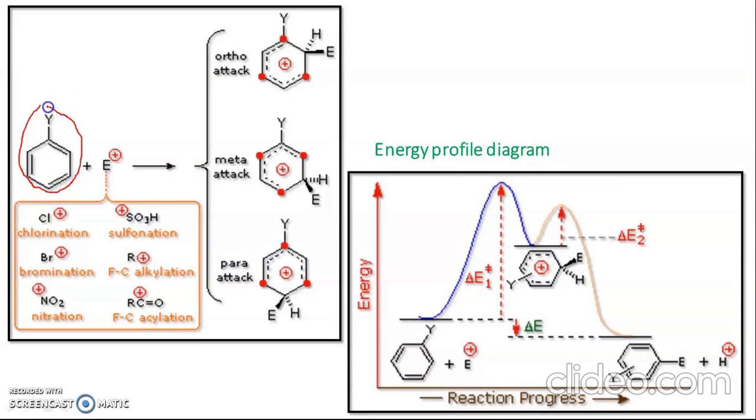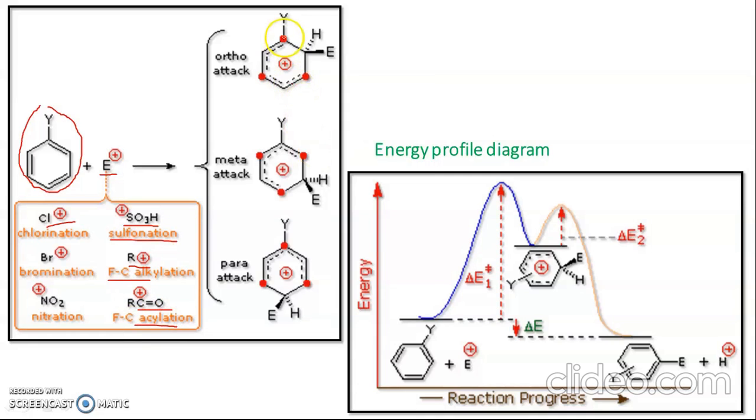This is our Y-substituted benzene derivative and the electrophile E plus. Now there may be different types of electrophile. If the electrophile is Cl plus, you will get a chlorination reaction. If it is SO3H, it is sulfonation. If it is an alkyl group, R plus, then you will get Friedel-Crafts alkylation. If it is RCO plus, you will get Friedel-Crafts acylation. In this way, depending on the nature of the electrophile, there are different types of electrophilic aromatic substitution.